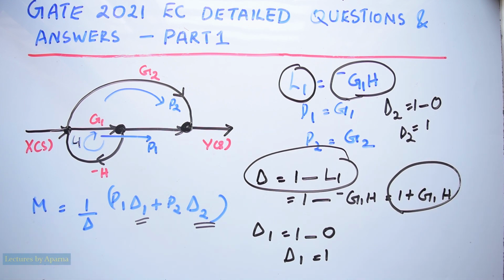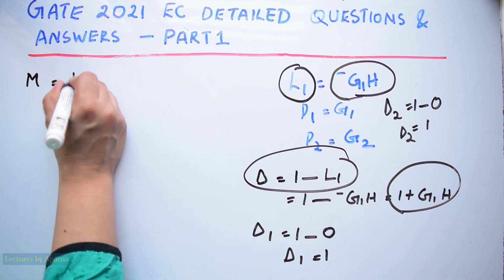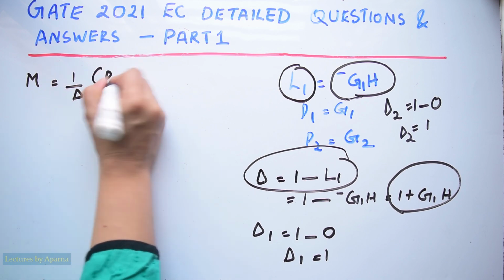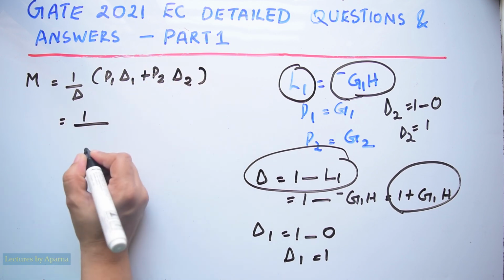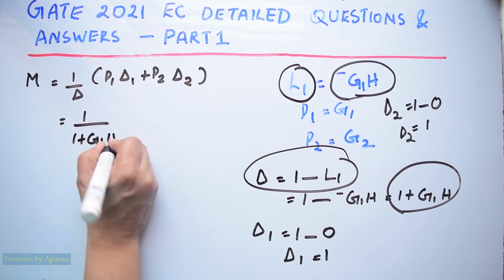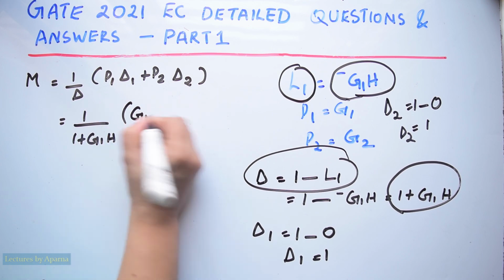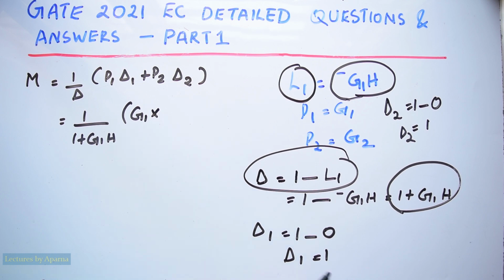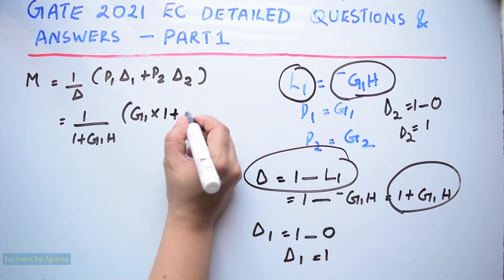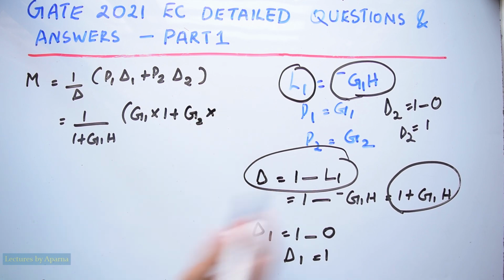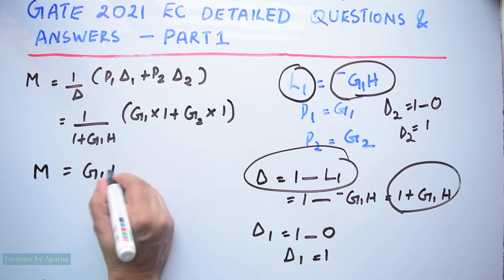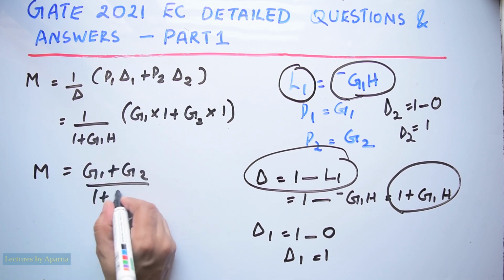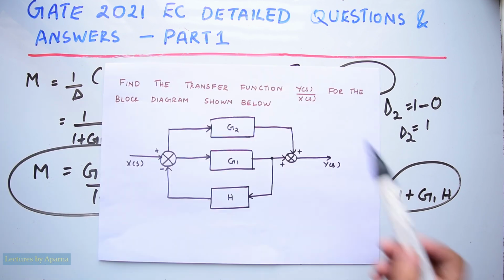Now we can write this equation as M is equal to 1 by delta into P1 delta 1 plus P2 delta 2, which is equal to 1 by delta, that is 1 plus G1H, into P1 is G1 into delta 1 is 1, plus P2 is G2 into delta 2 is 1. Therefore M is equal to G1 plus G2 divided by 1 plus G1H. So this is the overall gain of this block diagram.